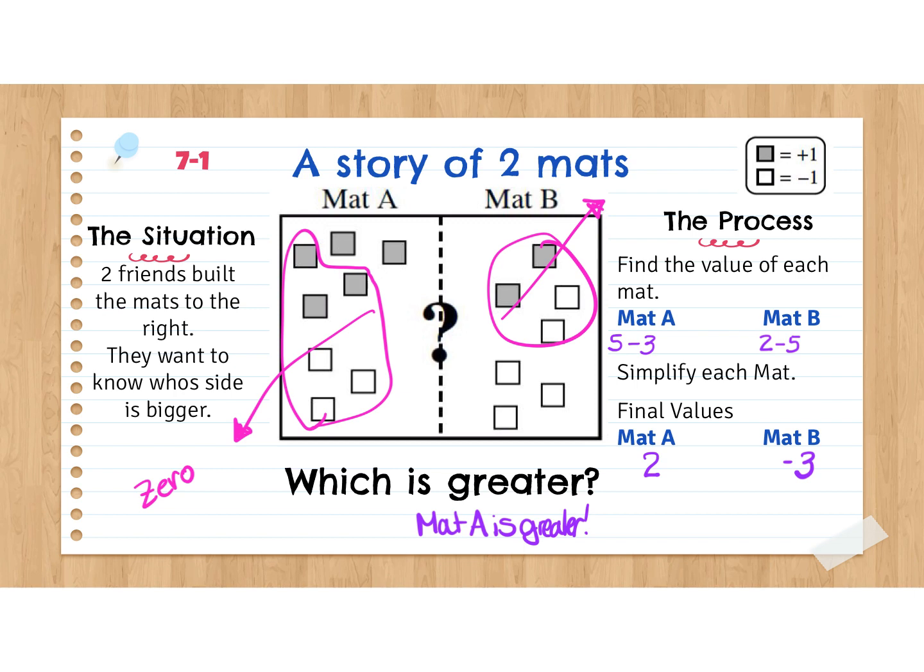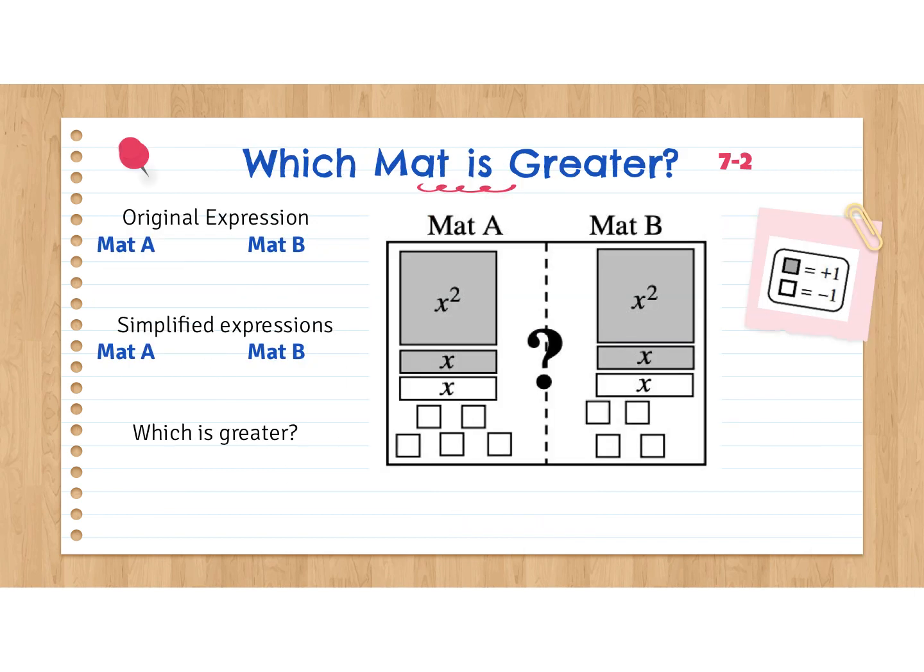All right, let's move on. Okay, we're going to do it all again. So what is on mat A? Well, we have x squared, and then we have plus x minus x, and then we have 1, 2, 3, 4, 5 minus 5. And on mat B, we have x squared plus x minus x, and then we have 4 negative tiles.